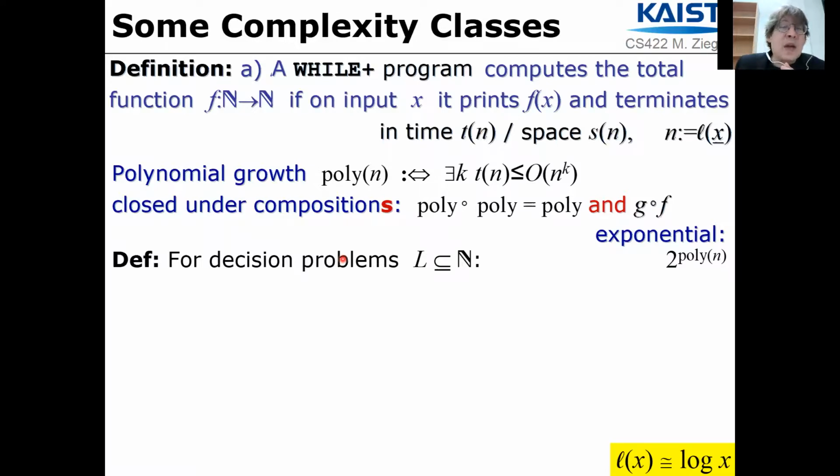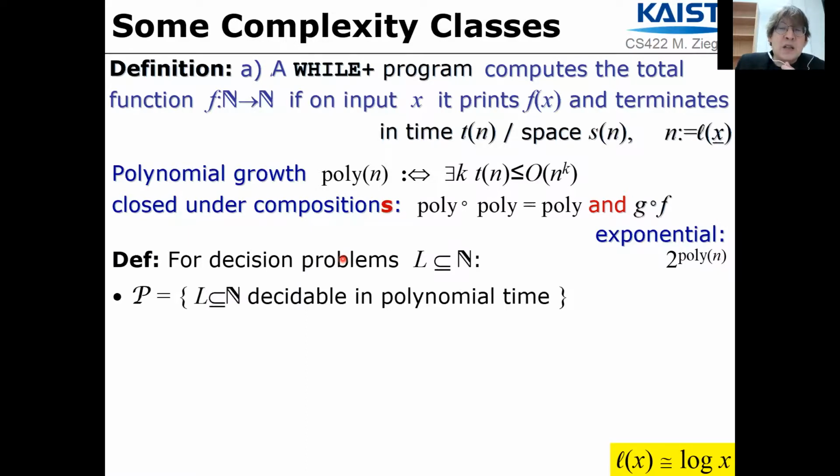However, the famous complexity classes are defined for decision problems. So let's look at them. And the first is the complexity class P of all problems that are decidable in polynomial time. And let me spell out what that means first.